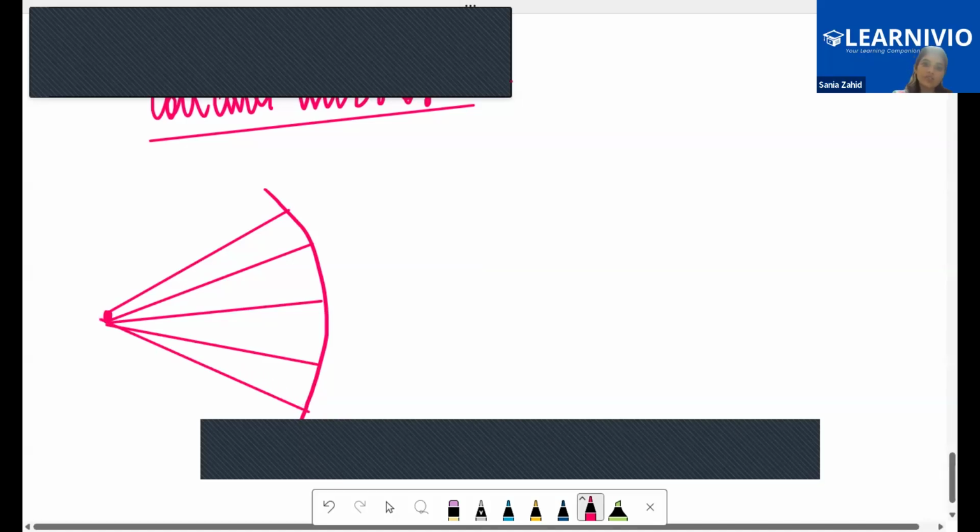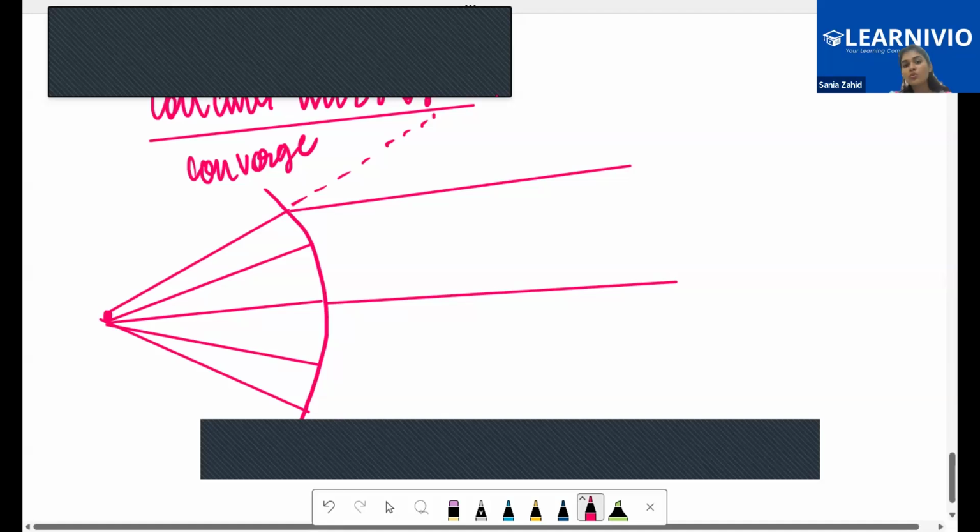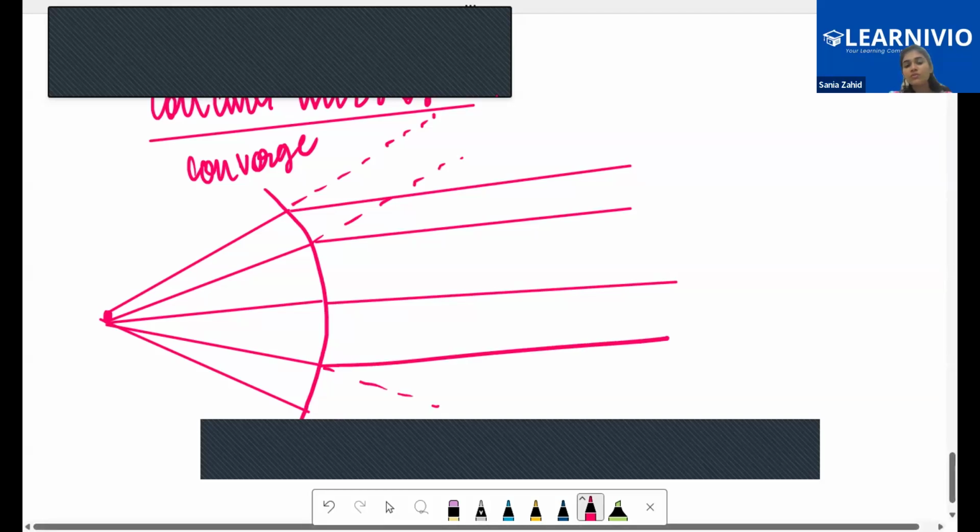It converges the light. Converge means to bring closer together. So this one will pass exactly like this. All of these, if the initial path was this, now it will be converged, brought closer together. This line was going like this, now it will be converged. This line was going like this, it will be converged. So you get a parallel source of light. You get parallel beams.